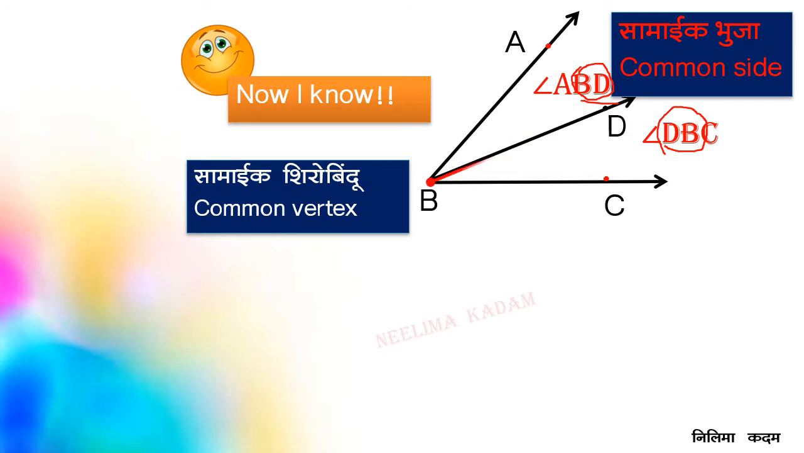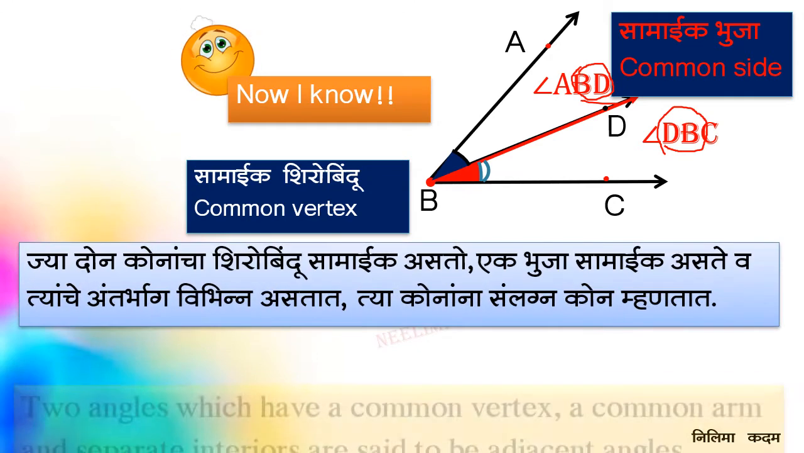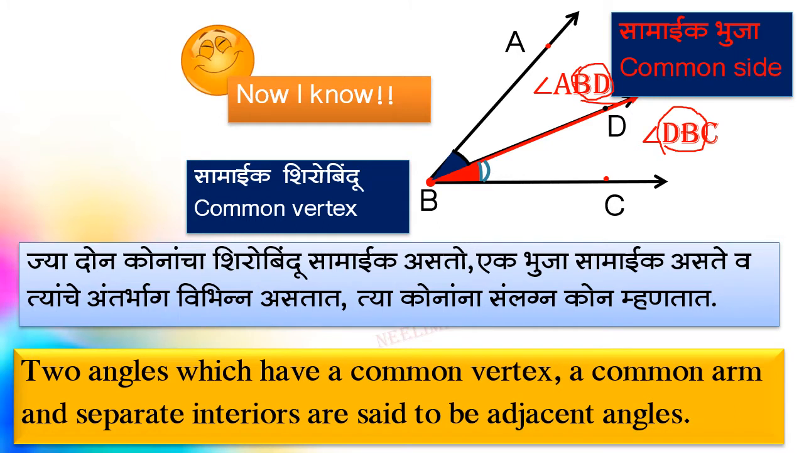So when there are two angles having a common vertex and a common arm or common side and their interiors, see, interior of angle DBC is this and interior of angle ABD is this. Their interiors are completely different. Such angles are said to be adjacent angles. So two angles which have a common vertex and a common arm but their interiors are separate, such angles are said to be adjacent angles.